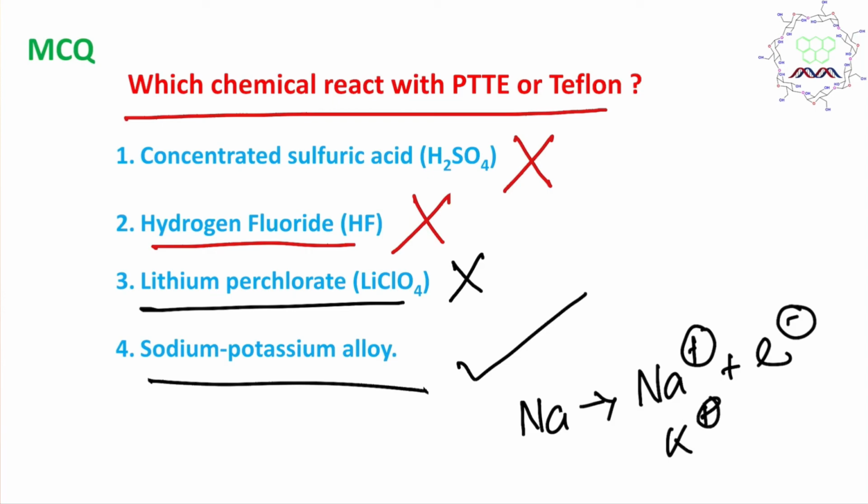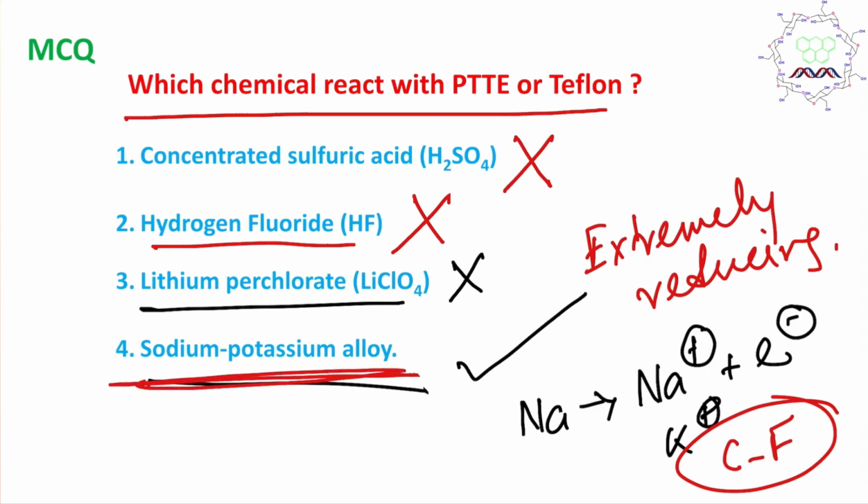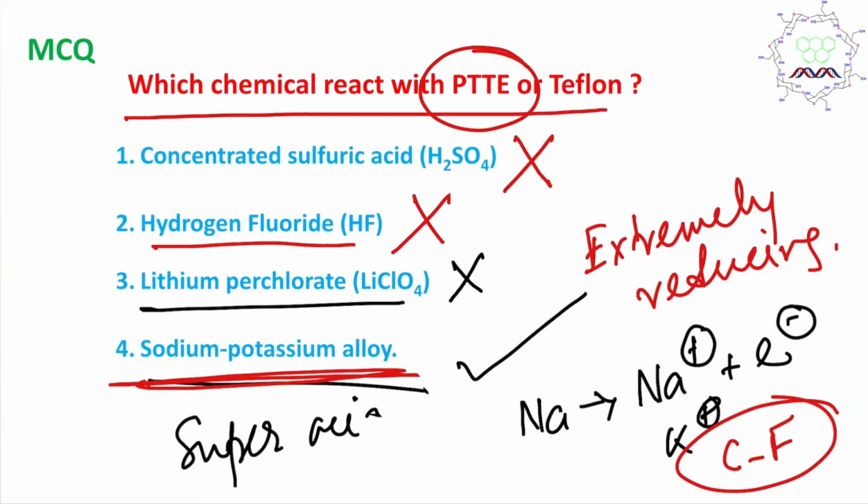So they are actually extremely strong reducing agents. Consequently, they react with the C-F bond, and that's the reason why it reacts. Actually, this sodium-potassium alloy is one of the very few reagents which react with PTFE. Not only this, super acids can also react with PTFE or Teflon. So this is the information. Please remember, I've already given a dedicated lecture on super acids. You can visit. These are different kinds of molecules.